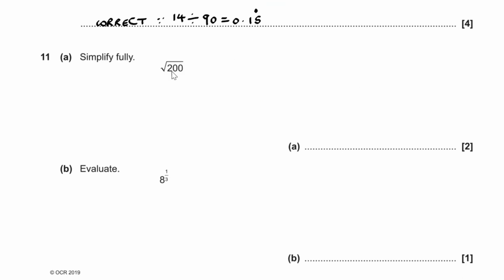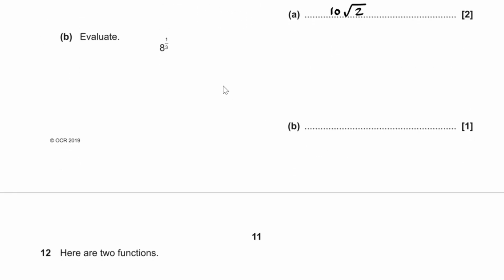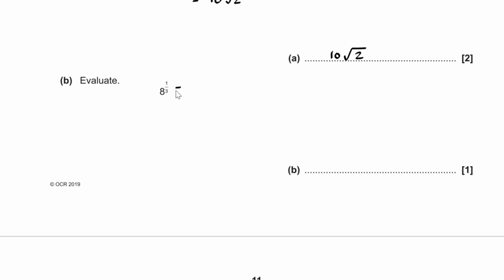Question number 11, we have to simplify fully the square root of 200. Well, here we can rewrite the square root of 200 as square root 100 times square root 2. And square root 100, that's 10, so indeed we end up with 10 root 2. And now for part B, we have to evaluate 8 to the power of a third. Well, this is the same as the cube root of 8, which is equal to 2.